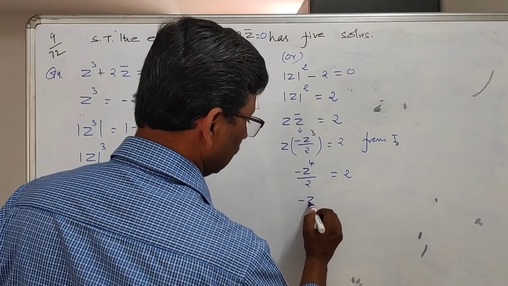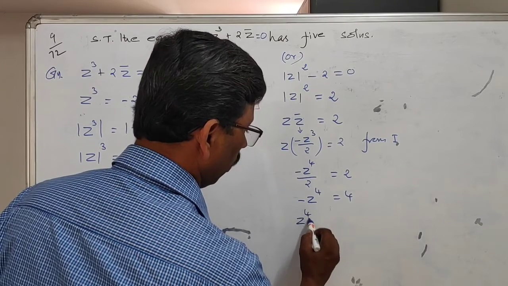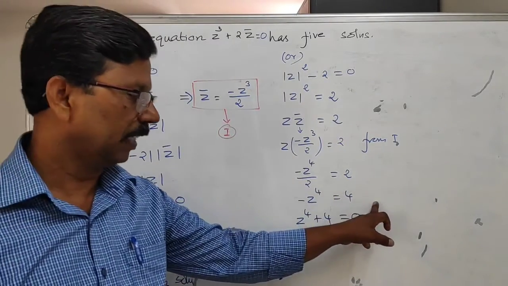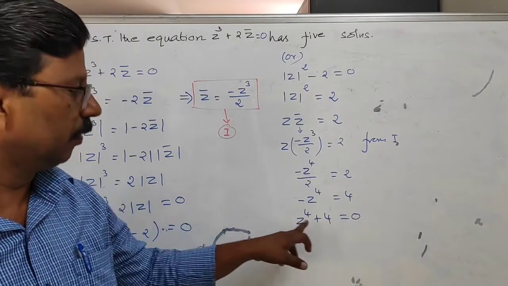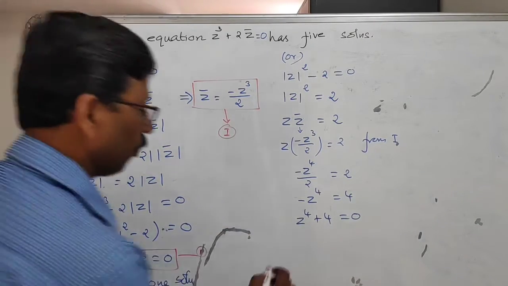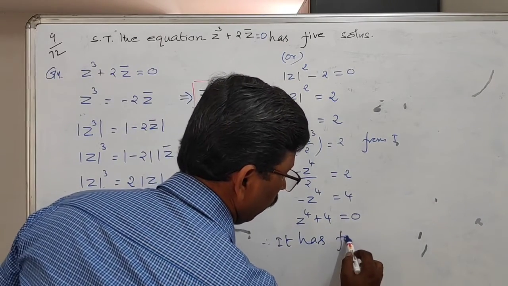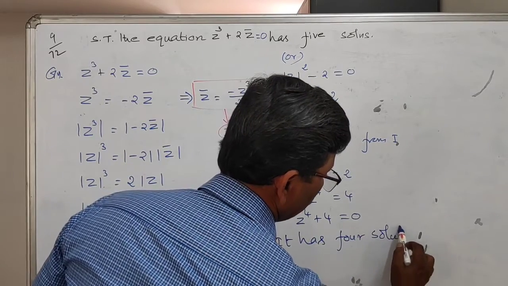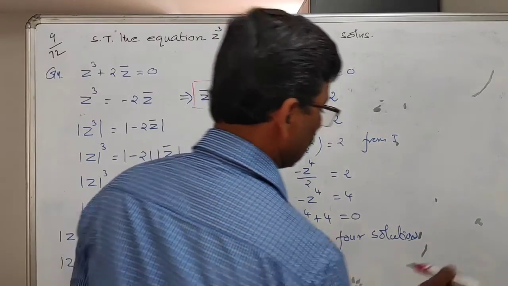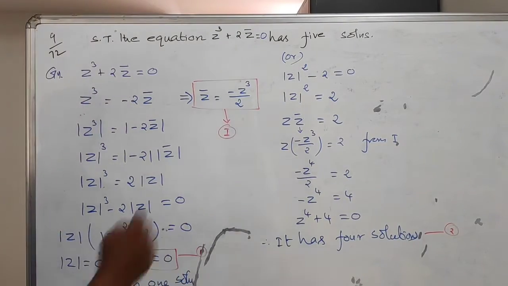Now you can write minus z to the power 4 is equal to 4, which means z to the power 4 plus 4 is equal to 0. This minus z to the power 4 goes to the right hand side as plus. Therefore z to the power 4 plus 4 equal to 0 is a 4th degree equation in z. Therefore it has how many solutions? 4 solutions. Now you can take this as equation number 2.